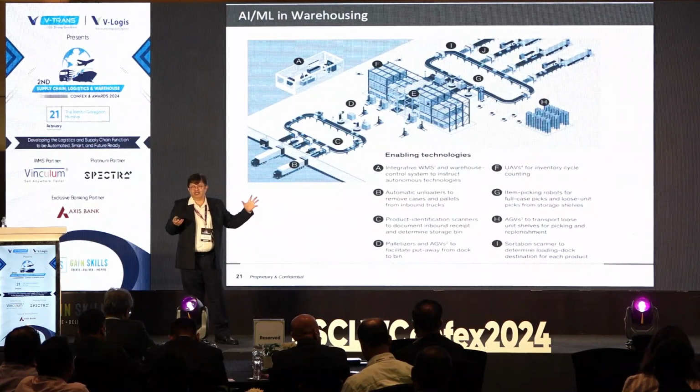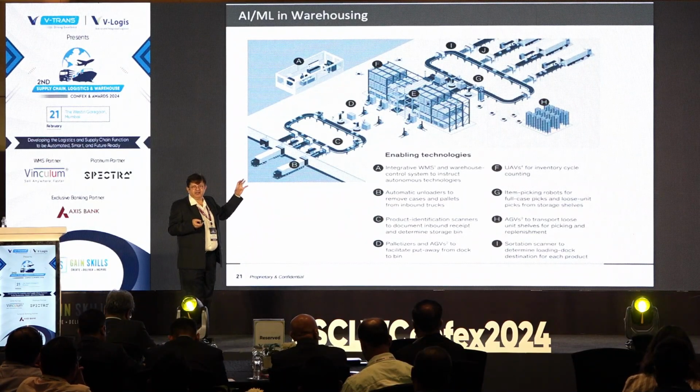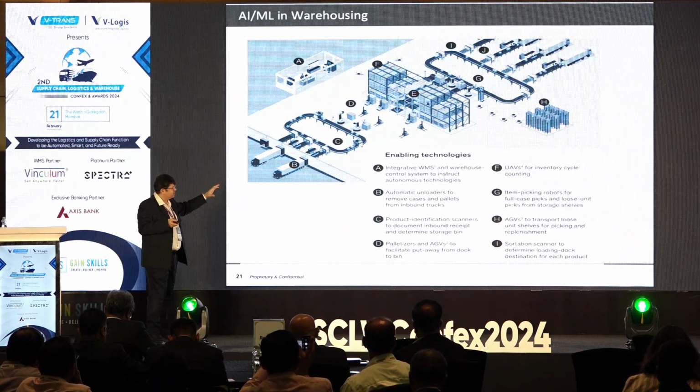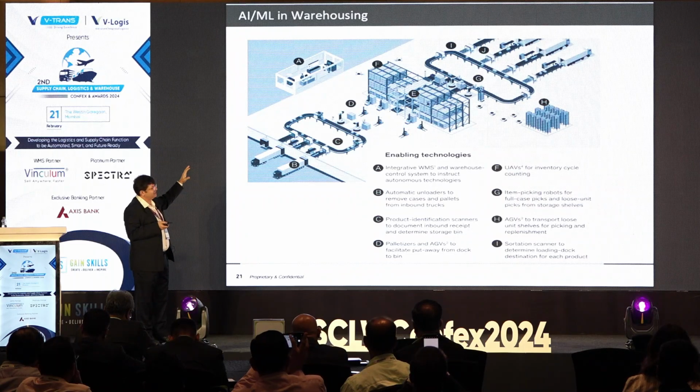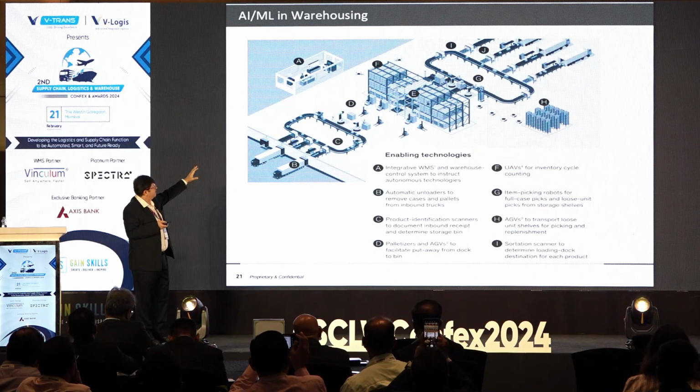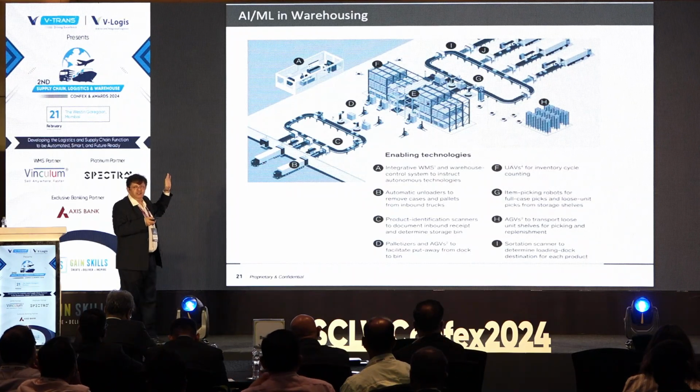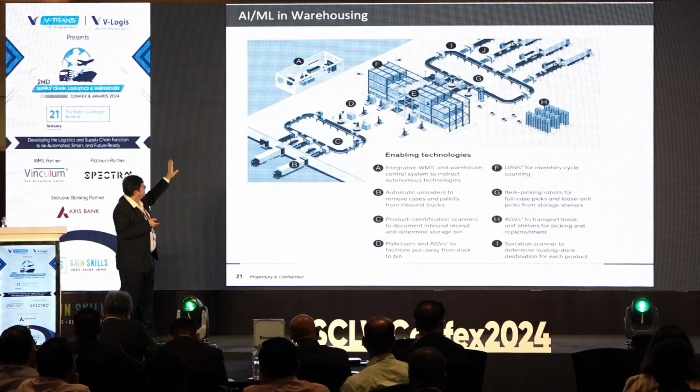So I'm depicting a picture of how this AI/ML works in the entire warehouse or a distribution center. Are you able to see this? If you see, A is the warehouse managed operation, right? It talks about warehouse management.